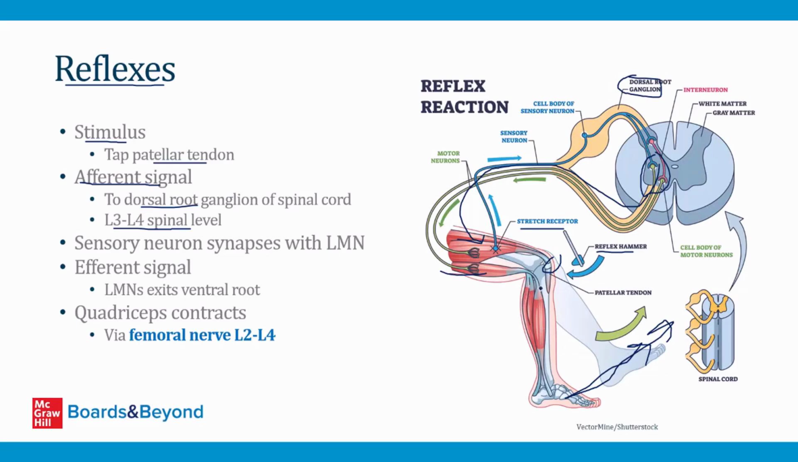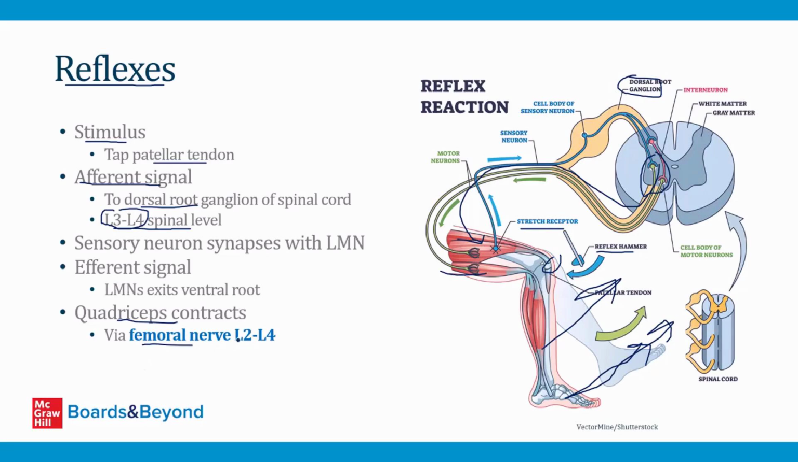So when you tap the tendon with the hammer, the body thinks that you're trying to move the knee, and it tries to balance that by contracting the quadriceps muscle, and that's why you get the foot kicking out in this direction. And so the sensory fibers come into the L3, L4 spinal level, and for the quadriceps to contract, you need the femoral nerve to work.